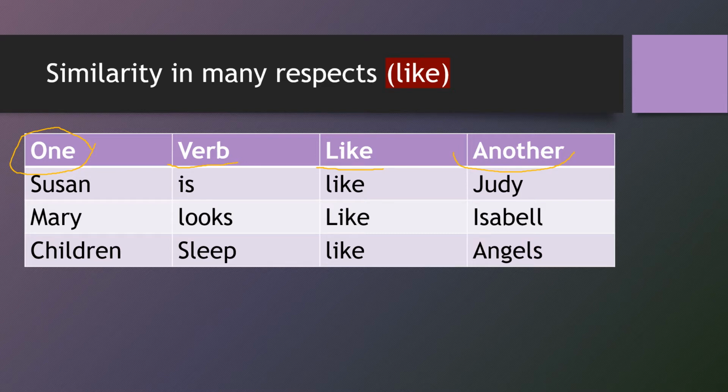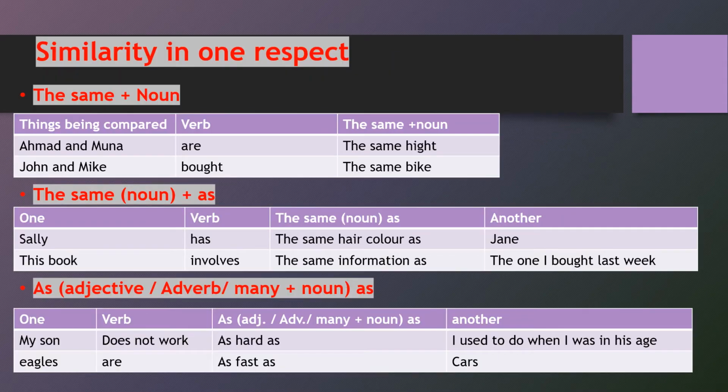If you distinguish it from the next type, this one, when we mention it, is similarity in many respects. And the other one is similarity in one respect. So you see here, we've got three types of similarities. The first one is complete sameness. The second one is similarity in many respects. And the third one is when you are comparing things in one respect.